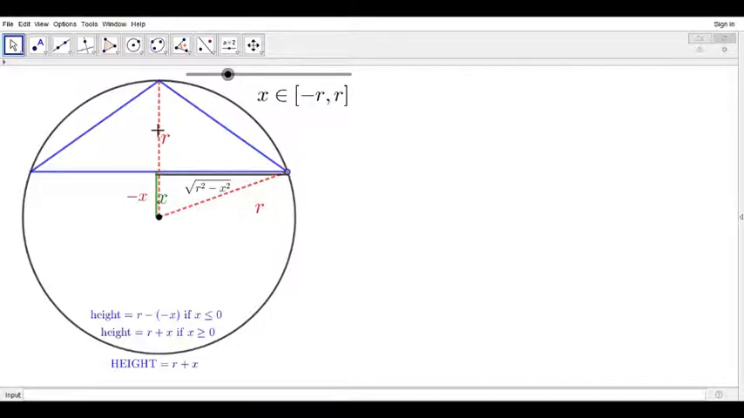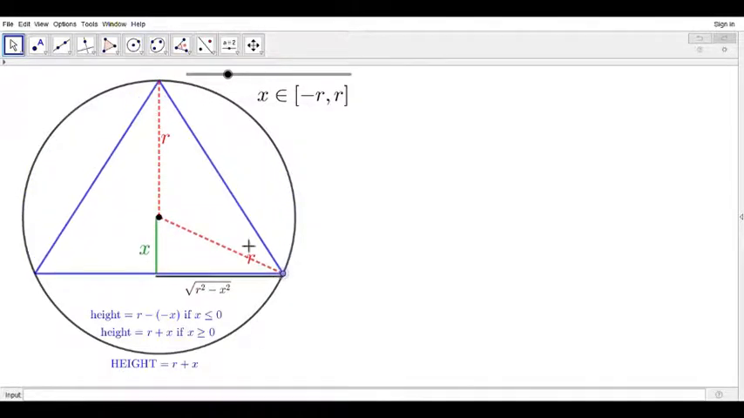And fortunately the height ends up being the same, because even when x is less than or equal to 0, and we argued the height of the blue triangle would have to be r minus negative x, that still reduces to the same thing, r plus x. So no matter what, the height of our blue triangle would be r plus x, and its base would be double the square root of r squared minus x squared. And that is what explains our area formula: 1/2 base, double this radical, times the height, r plus x.